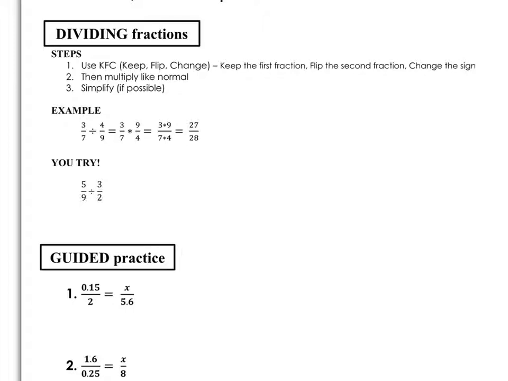You may go. Use KFC, keep. Take 3/7 divided by 4/9. Notice 3/7 stayed the same. 4 over 9 flipped to 9 over 4. And the sign changed from division to multiplication. And then we multiplied like normal and ended up with 27 over 28. Okay, that we cannot simplify.